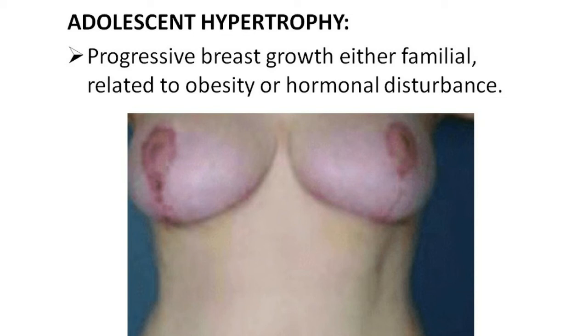Adolescence, hypertrophy of the breast. There is progressive breast growth, either familial or related to obesity or hormonal disturbance, which is shown in the photograph, where there is bilateral hypertrophy of the breast.